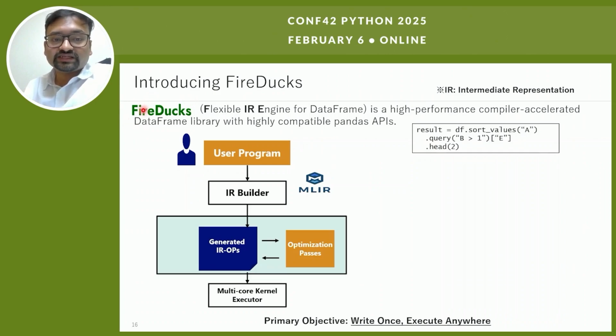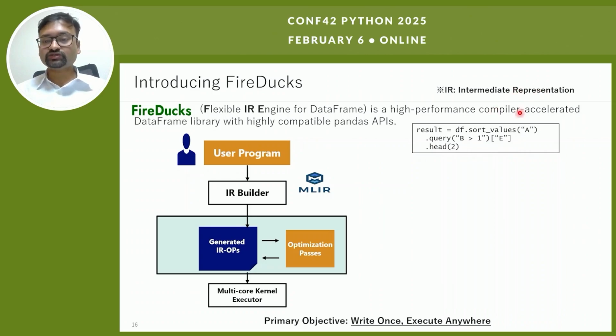But the Fire has a meaning. Fire is from Flexible IR Engine. What is IR? It is something called intermediate representation. That is the backbone of the FireDucks JIT compilation. So what FireDucks does is lazy execution, not like Pandas, where you ask and it does. Instead, you ask and it creates some instruction.